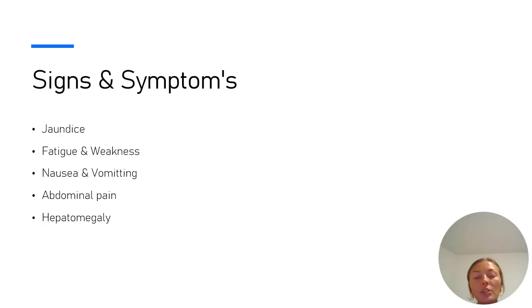So, these are just a few of the common signs and symptoms: jaundice, fatigue and weakness, nausea and vomiting, abdominal pain, and hepatomegaly.